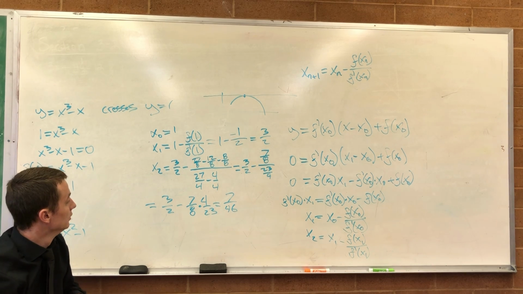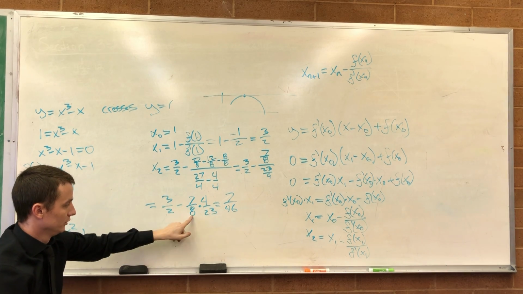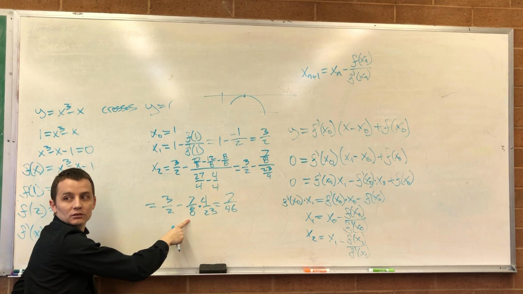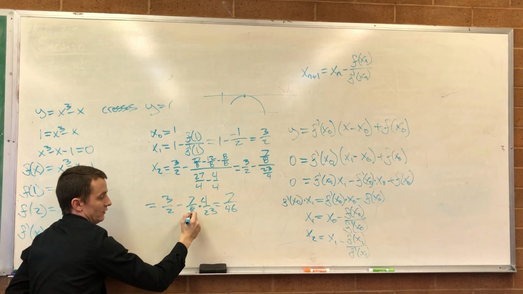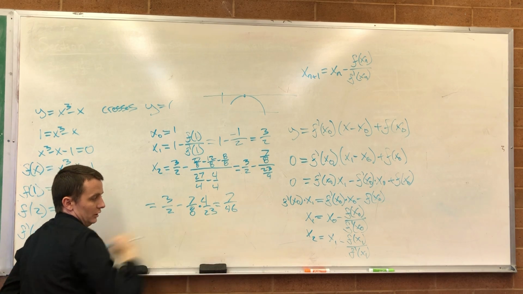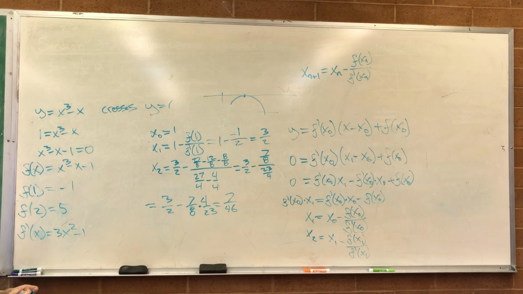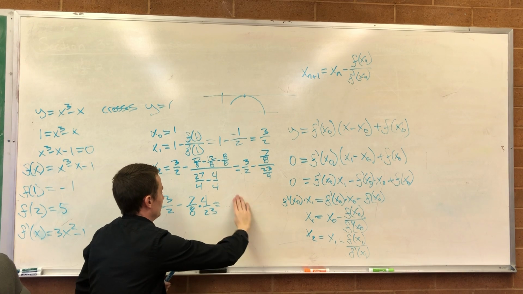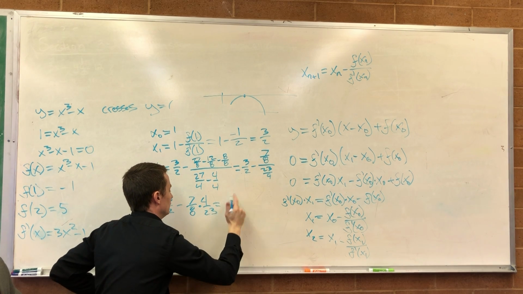How'd you do that? Took out the 4, right? If I cancel out 4 and 4, that just leaves 2. Oh, I see. So 8's the same as 4 times 2. It's 3 halves minus 7/46. 3 halves minus that. Good.